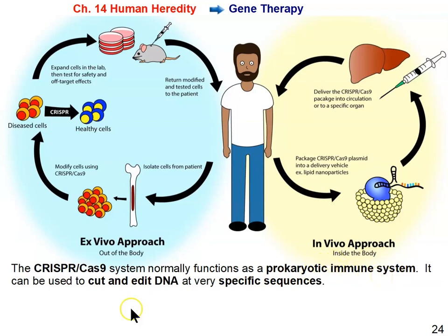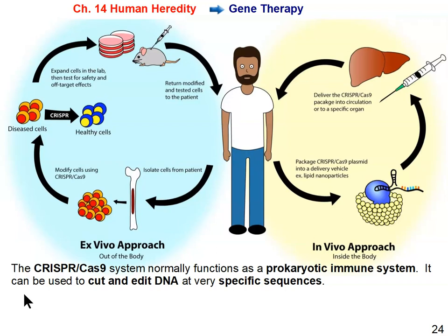And it's a tool to cut and edit DNA at very specific sequences. Just like restriction enzymes will look for that recognition sequence and only cut between two specific nucleotides of that recognition sequence, CRISPR is the same way. It will find and cut DNA, and we can actually use it to edit the DNA, to change a bad gene to a good gene, to change a mutated gene into a normal gene.